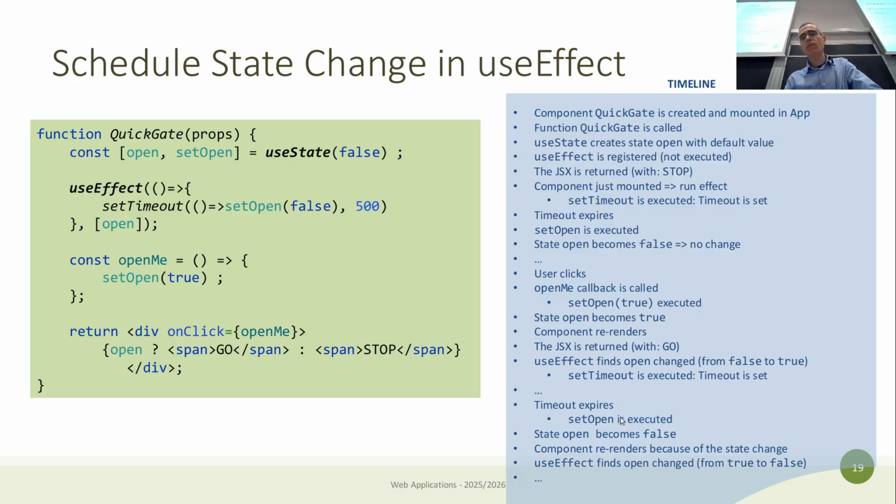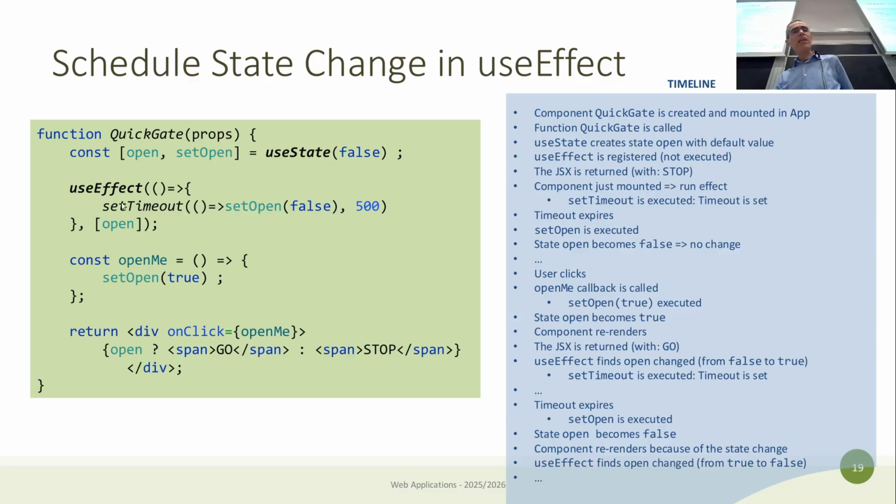We set the timeout, and then we are at this point, and we need to wait for the timeout to expire. 500 milliseconds pass, and then we call. Not we, but JavaScript. The environment calls the set open false because it's a JavaScript timeout. It's not a React timeout. Timeouts are from JavaScript. Set timeout is just from the JavaScript environment. So this function is executed, changes the state in React. State open becomes false. Component re-renders, and so we see the stop.